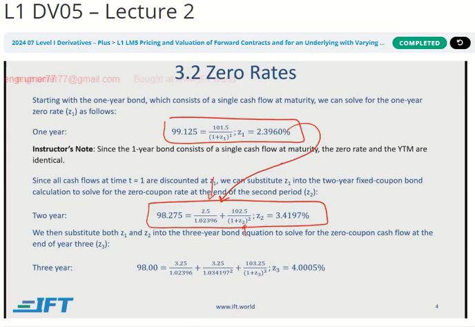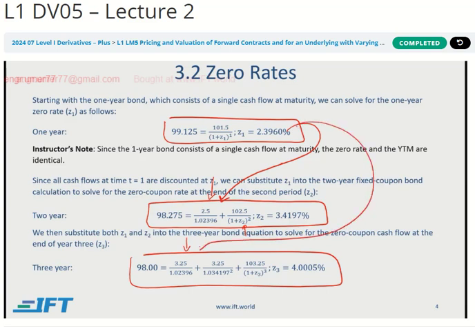And when you look at the third year bond, what we are doing is it has 2 coupon payments. The first year coupon payment we are calculating based on the first year bond. The second year coupon payment we are calculating based on the second year bond, and then we are using the equation to calculate the YTM or the zero rate for the third year. And this is called the process of bootstrapping.